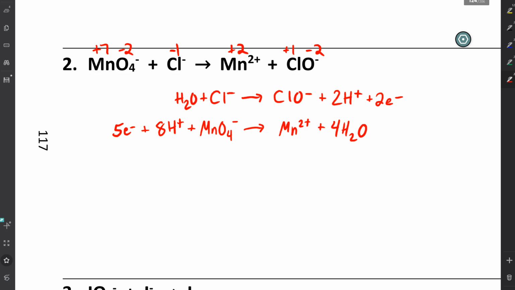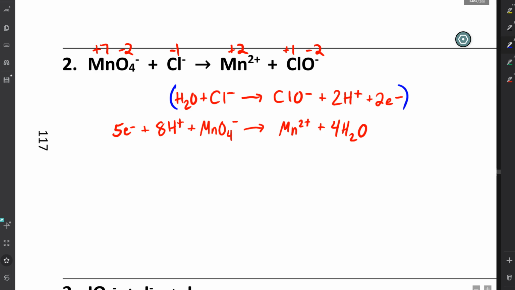Okay, we're to the point where we're ready to add our two half reactions. I've lost 2 electrons in oxidation. I've gained 5 electrons in reduction. Those numbers have to be the same, so I'm going to need to multiply each half reaction to get to the desired coefficients. If the coefficient of the electrons has to be 10, because 2 and 5, the least common multiple is 10, that means I'm going to have to multiply the first reaction by 5 and the second reaction by 2.